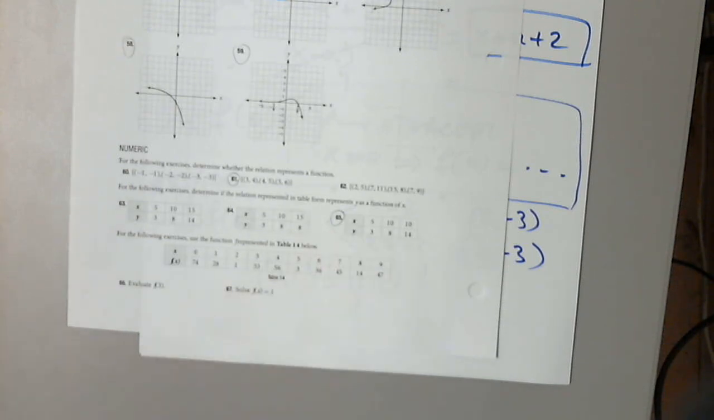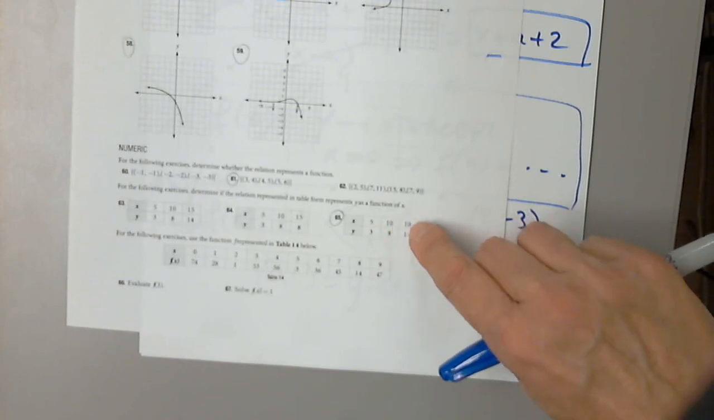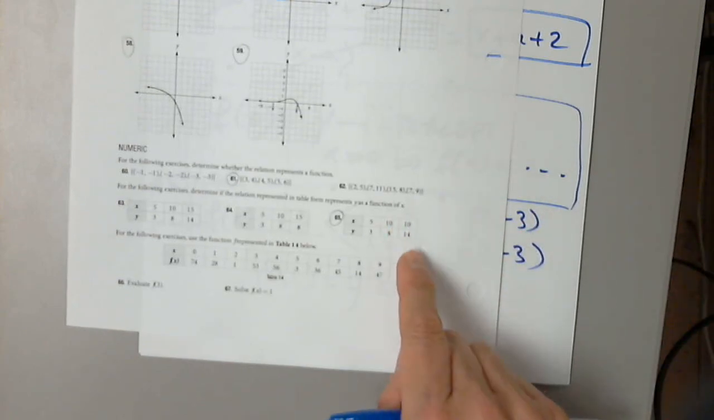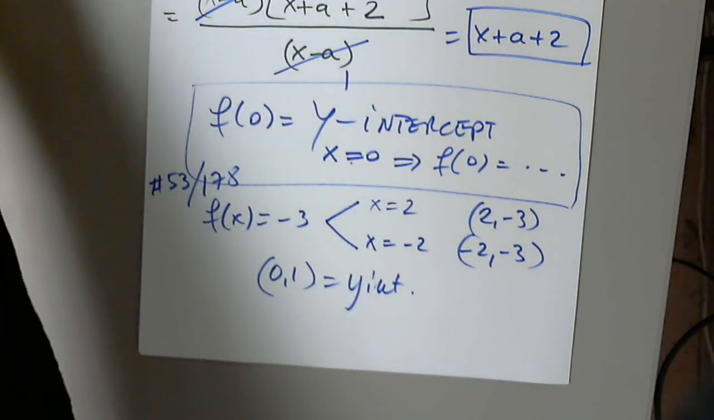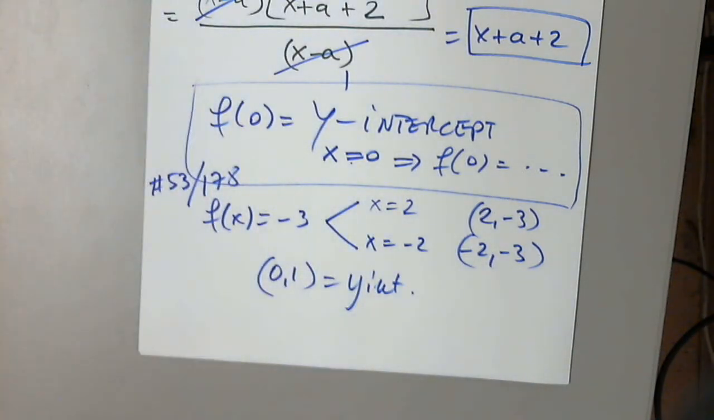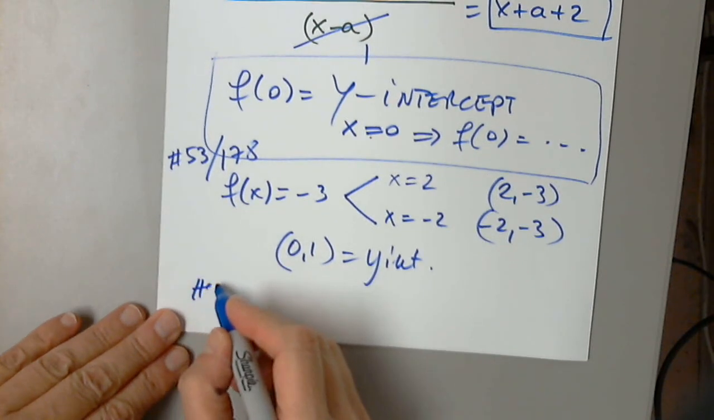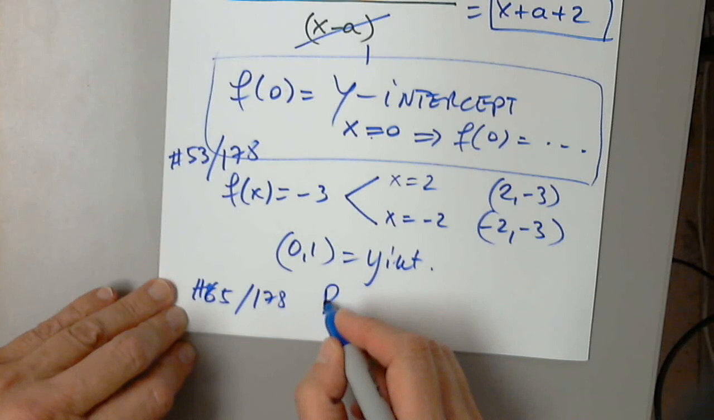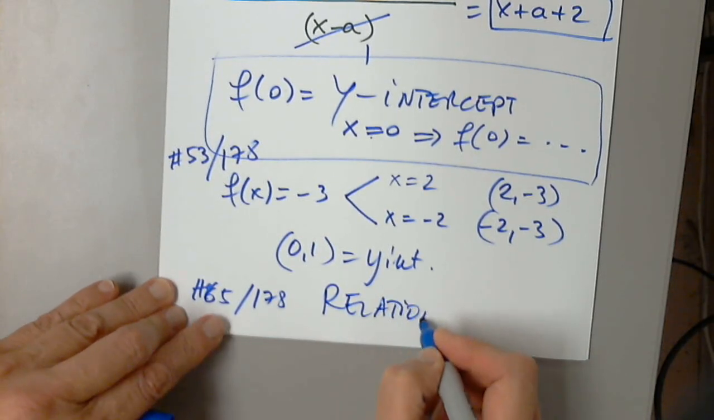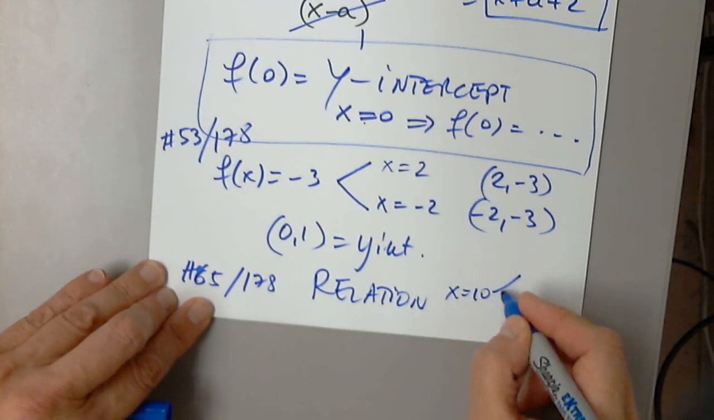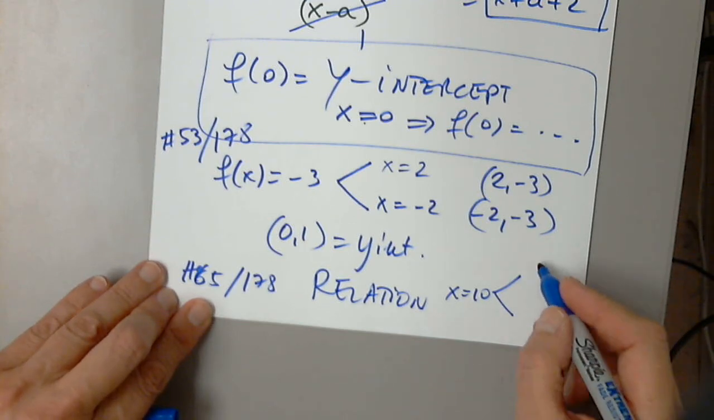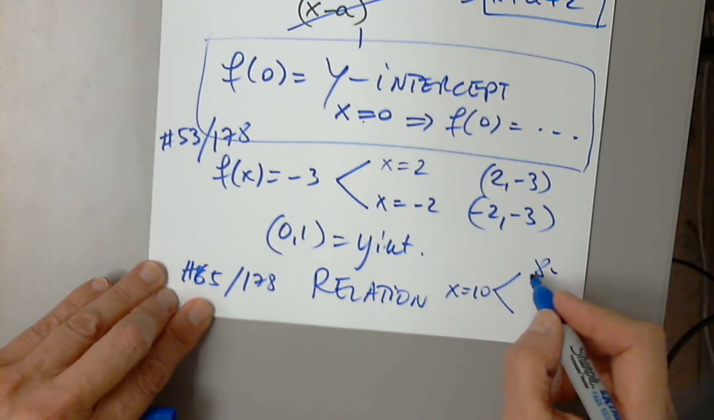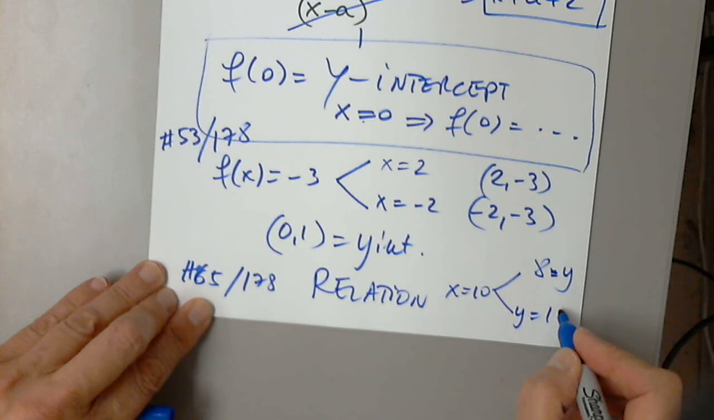Does number 65 represent a function? No, because we found 10 corresponding to 8 and 14. So in 65, that is a relation. So from the table, 65 on page 178, relation. Why? Because x equals 10 corresponds to two different y values, y equals 8 and y equals 14.